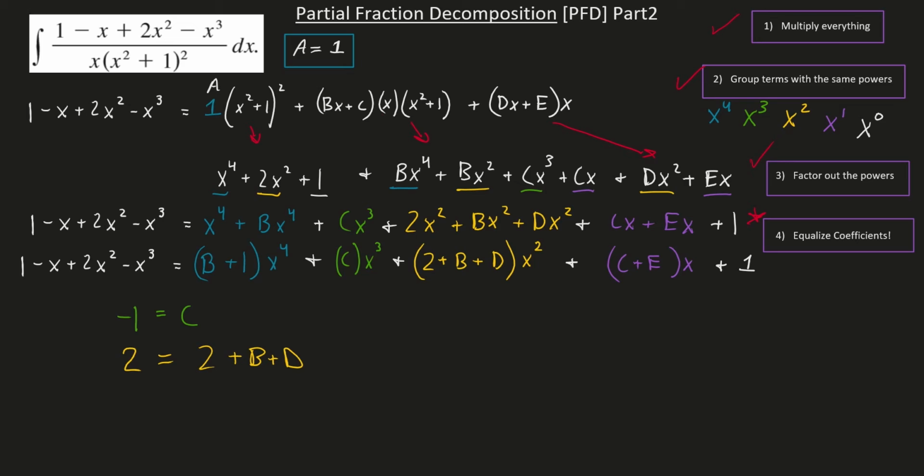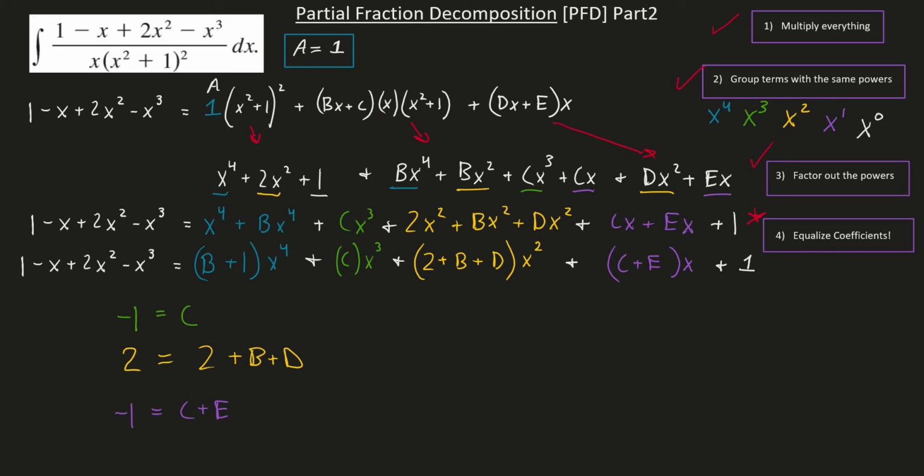On the left-hand side, the coefficient of my x to the 1 term is -1. And on the right-hand side, the coefficient of the x to the 1 is c plus e. So I get -1, and c plus e must be the same thing. If I look at my x to the 0 terms, I just get 1 is equal to 1, which isn't really helpful, so I'll just ignore that.